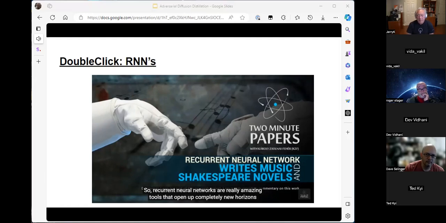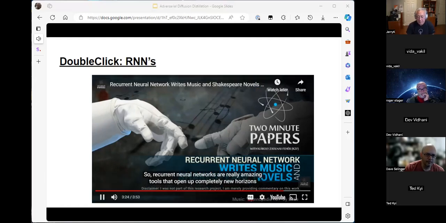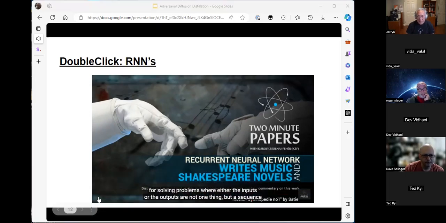So, recurrent neural networks are amazing tools that open up completely new horizons for solving problems where either the inputs or the outputs are not one thing, but a sequence of things.